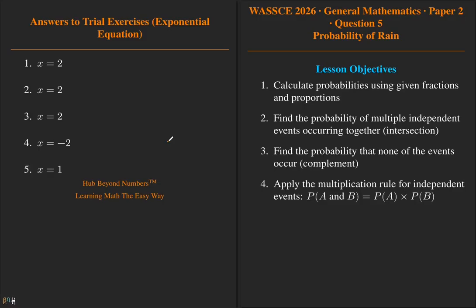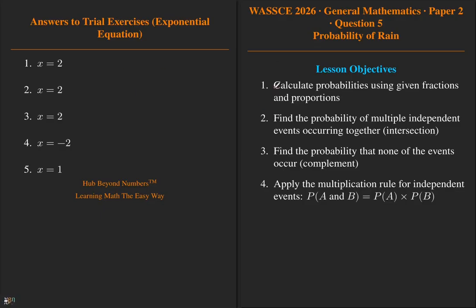In this lesson, we are looking at question number 5 of the WASSCE 2026 Mathematics Paper 2. On the left-hand side are answers to the trial questions that I gave in our previous lesson. You can always compare them to your answers to check for accuracy.